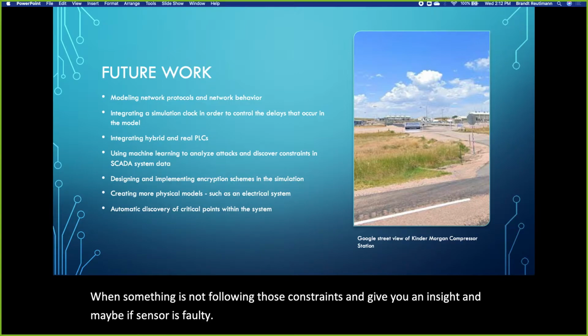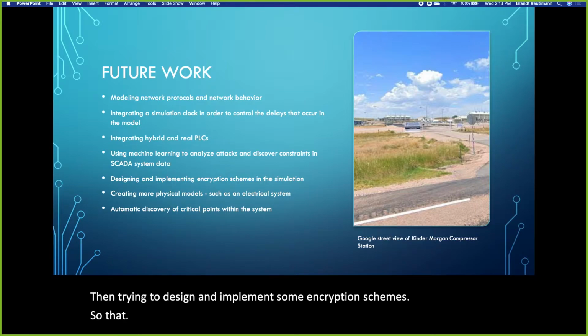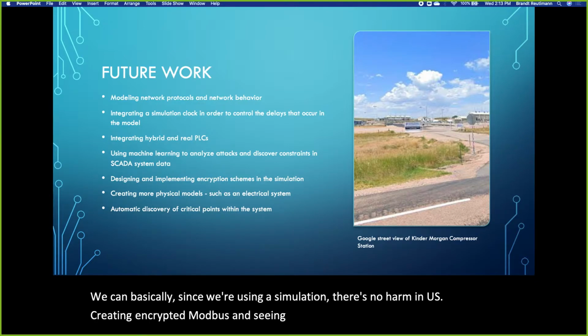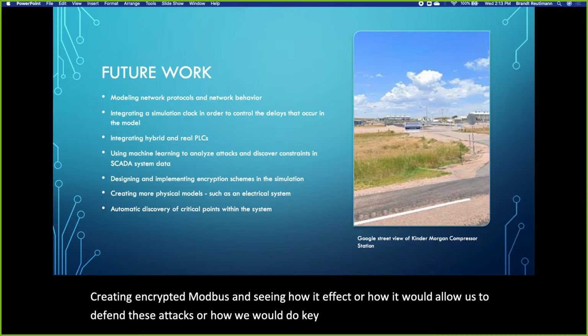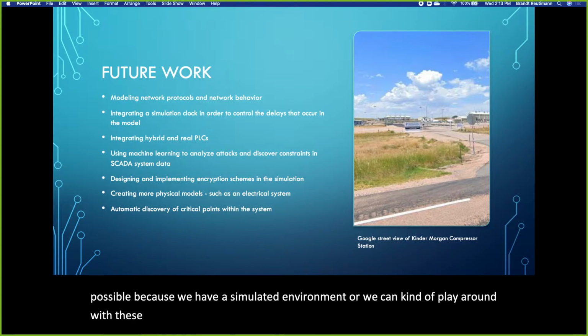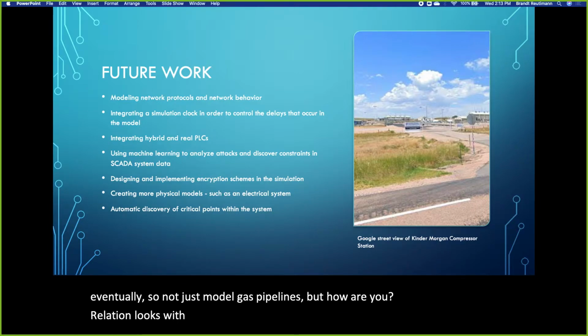Then trying to design and implement some encryption schemes, since we're using a simulation, there's no harm in us creating an encrypted Modbus and seeing how it would allow us to defend against these attacks or how we would do key distribution. All these things are possible because we have a simulated environment where we can play around with these different ideas. Then we want to create some more physical models eventually, so not just model gas pipelines, but see how our simulation looks with an electrical grid, or maybe integrating both electrical and gas pipelines together.